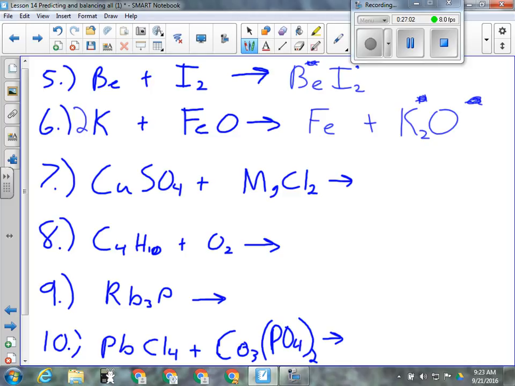Questions on those two? How many people have done number 7? Okay, let's have a look at 7 as well. I've got copper(II) sulfate reacting with magnesium chloride, two ionic compounds. So this is a double replacement reaction. All I'm going to do is swap the metals. That means copper's new partner is going to be chlorine, and magnesium's new partner is going to be sulfate. Now, magnesium sulfate is okay. That's a -2 and a +2, so it's swapped and dropped correctly and requires no brackets. What do I do with the copper and the chlorine?